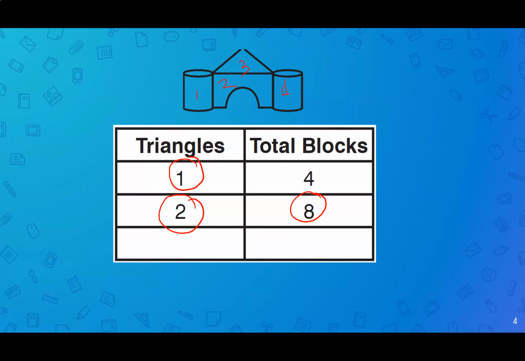We can continue on. If they wanted to build 3 castles, they would need 3 triangles. We can see that this is going up by 1. And we can see here this pattern is going up by 4. So skip counting by 4. 4, 8, and 12. So 3 castles would require 12 blocks in total. So a ratio table is simply a way to show several equivalent ratios.